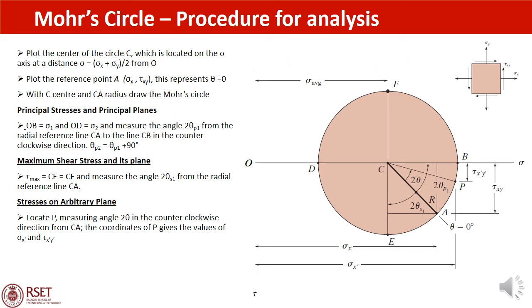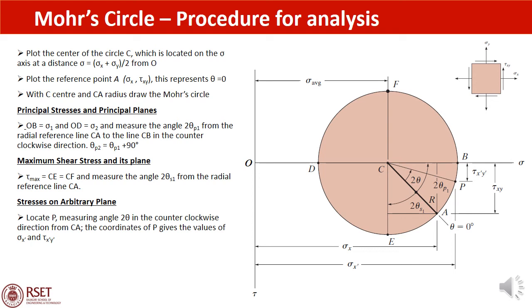Now we will discuss the construction and analysis of the Mohr circle. This is the representation of the positive sign convention for a strained element. First of all, we should establish a coordinate system such that the horizontal axis represents the normal stress sigma with positive to the right, and the vertical axis represents the shear stress tau with positive downward. Then we should locate the origin and the center C of the Mohr circle.